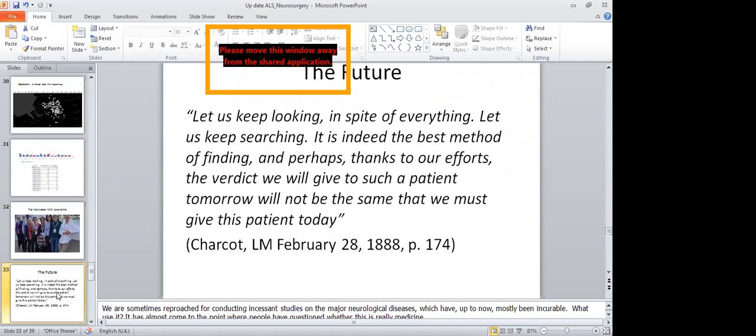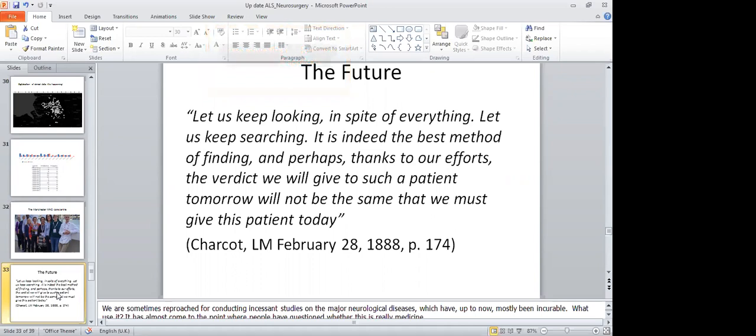I think I'll just repeat what Charcot said, which was to keep looking, keep searching, and to never give up. And hopefully one day we'll be able to change the verdict we tell patients, and hopefully we'll be able to tell them that there is a treatment that will make them feel better and help them live longer. And that's certainly something we in Manchester are very keen to look forward to.